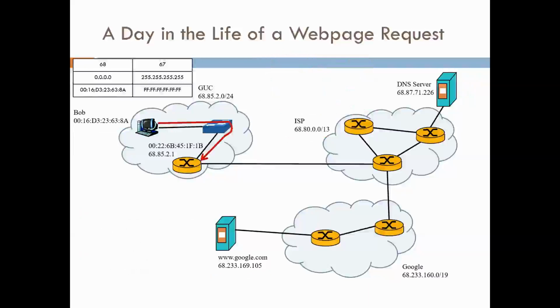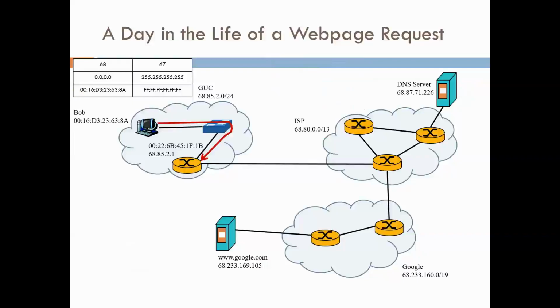The DHCP Discover packet will have 68 and 67 as source and destination port numbers. These are fixed for DHCP. Source port number is always 68, destination port number is always 67. The source IP address is all zeros, as we said, because Bob still doesn't have an IP address. He will use the all zeros IP address to discover the DHCP server. Destination IP address is all ones because it's a broadcast packet.